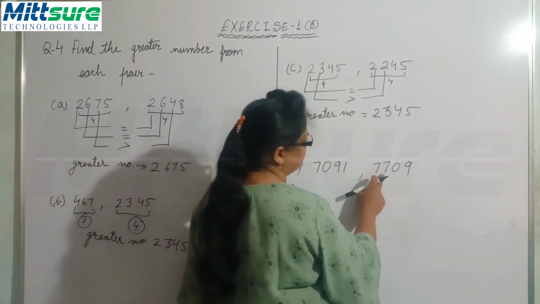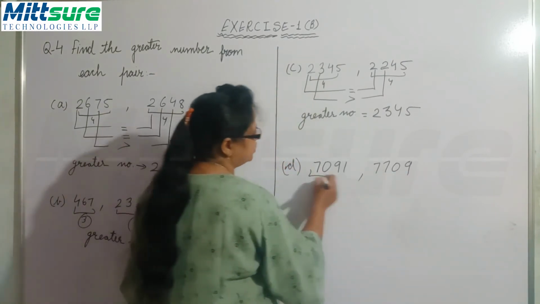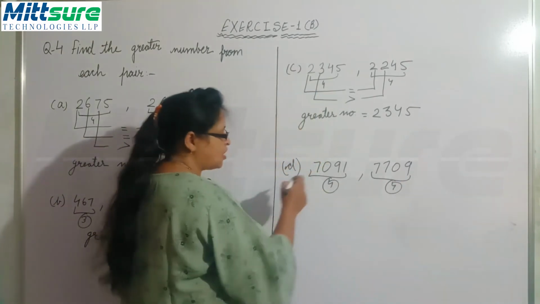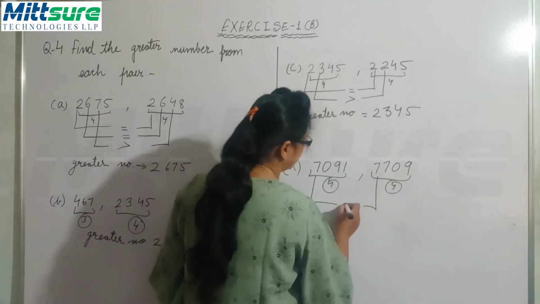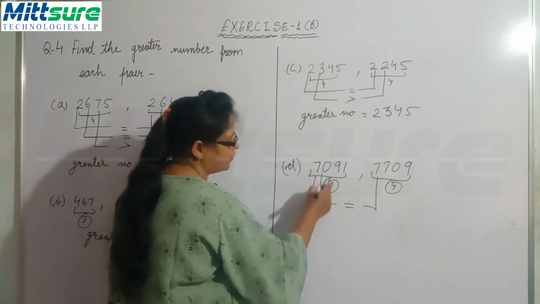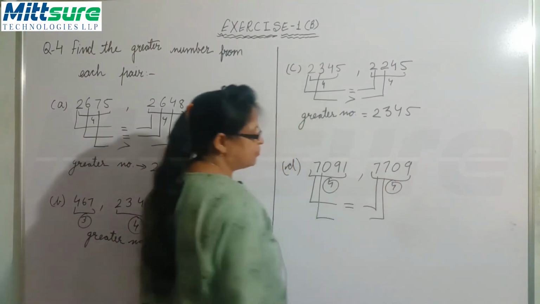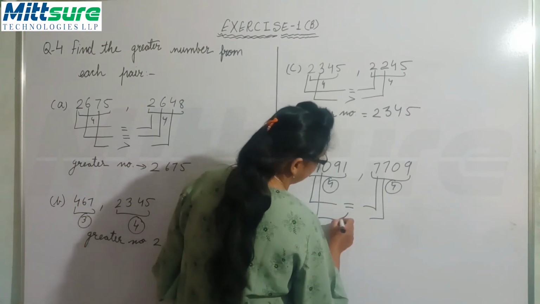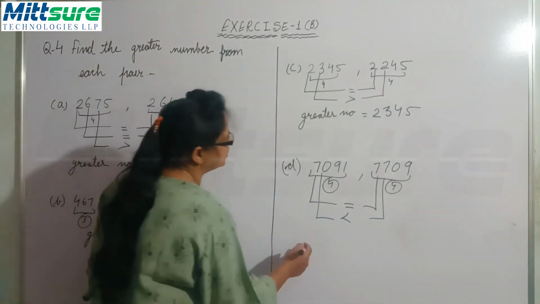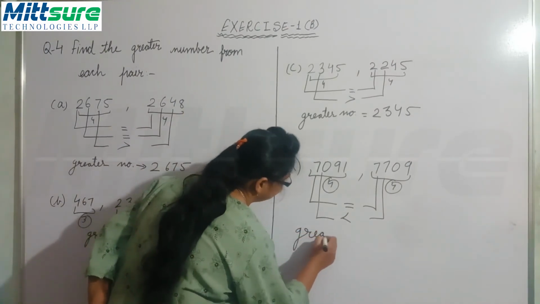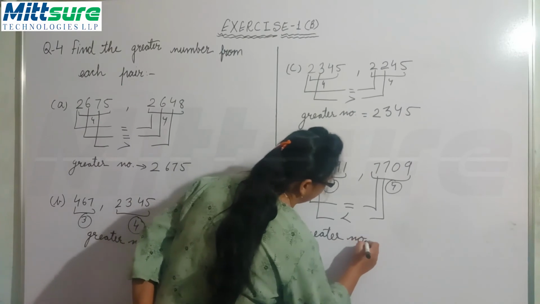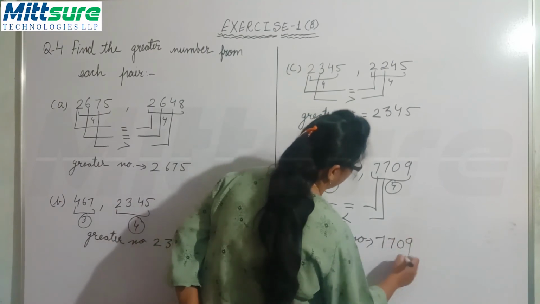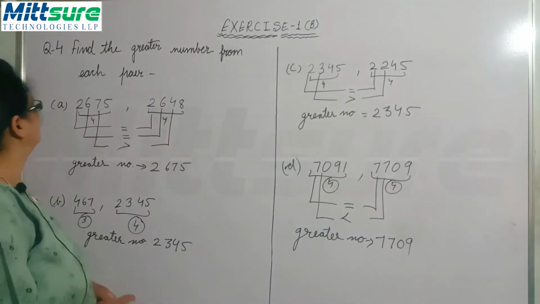Now number D is 7,091 and 7,709. Now we have to look at the digits. This has 4 digits and this also has 4 digits. Now we compare the first digit from the left, that is 7 and 7. Both are equal. Now we compare the next digit from the left, that is 0 and that is 7. So we know the 7 is greater than 0. So the greater number is 7,709.